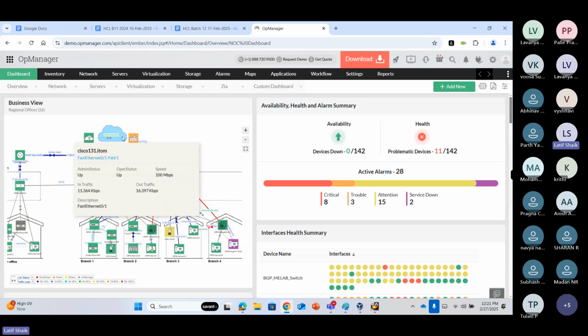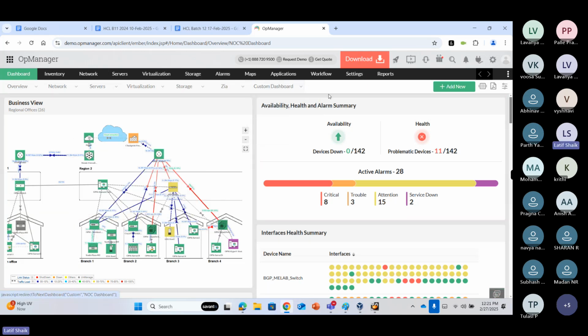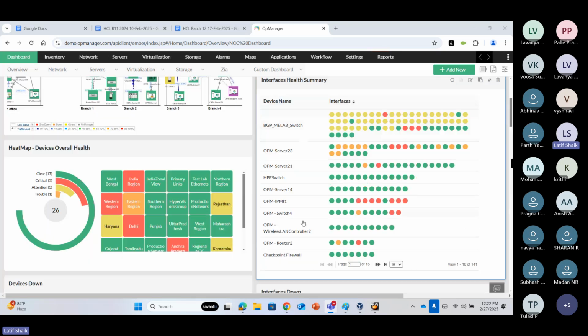It's some imaginary company with a global infrastructure: servers, routers, switches. This is our service down view, and it shows no service down, all working fine, out of 145. But 11 devices are problematic. We received 28 alarms. Out of that, 8 are critical, 3 are in trouble, 15 require attention, 2 are service down. So these are the different devices.